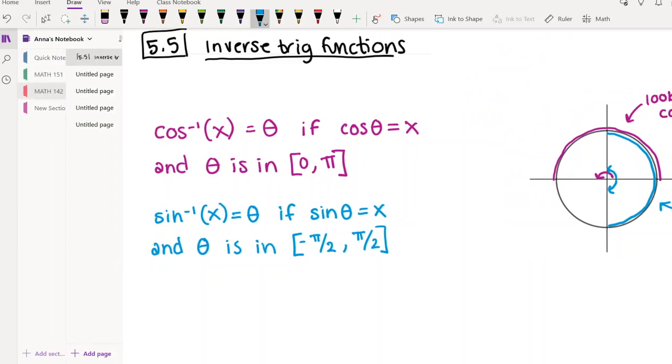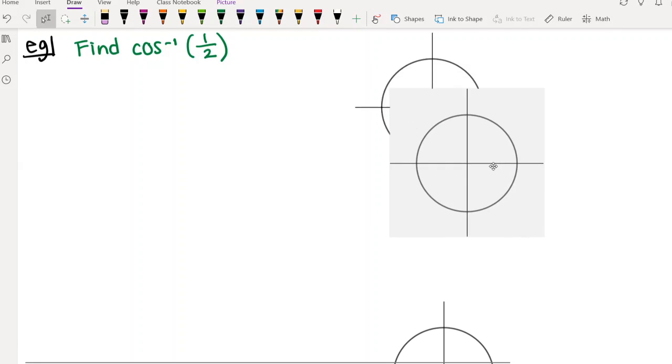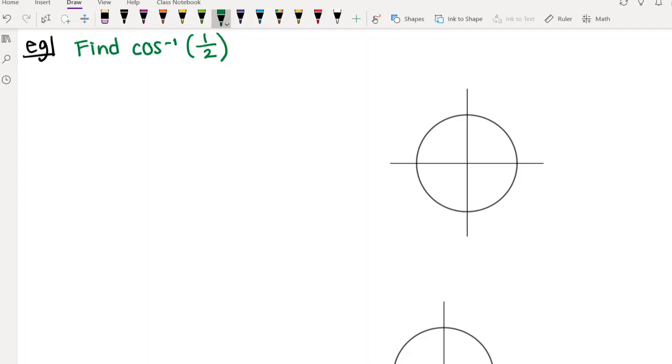So let's do a couple of examples. First example, let's do inverse cosine of 1/2. So this is asking us to look for an angle, and because it's inverse cosine, we're looking between 0 and pi, and we're looking for an angle so that when you take cosine of that angle, you get 1/2. So basically that means our x coordinate on the unit circle is going to be 1/2, right? So that is going to be at an angle of pi/3.